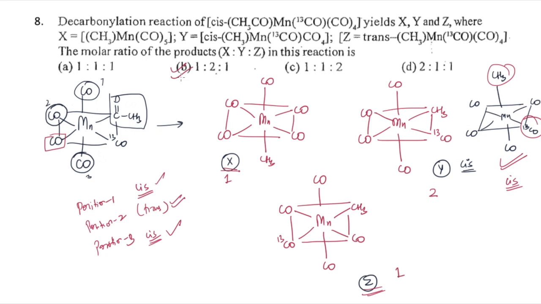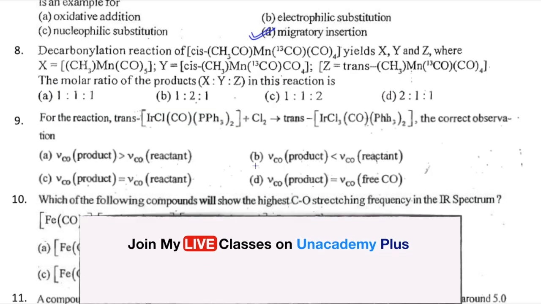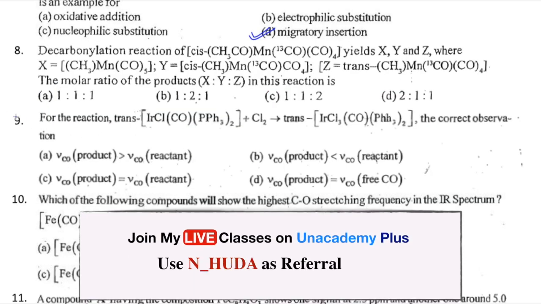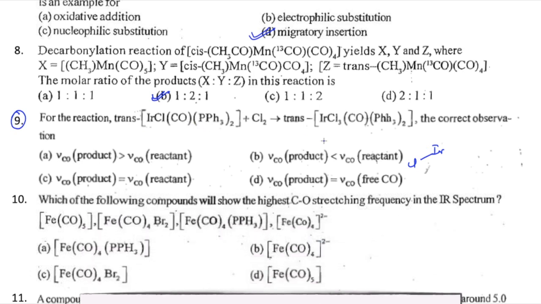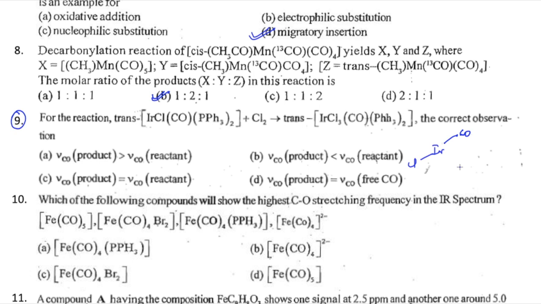Alright, let's get to the next question. In question number 9, the correct answer for the previous one was B. It says the reaction of trans, this is the molecule. Let's try to draw this over here. So you have iridium, you have chlorine, you have CO. These have to be trans to each other, right? So that should be the reactant. So you have CO, and you have PPh3, and you have PPh3.